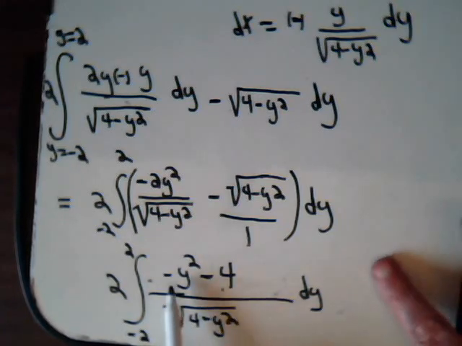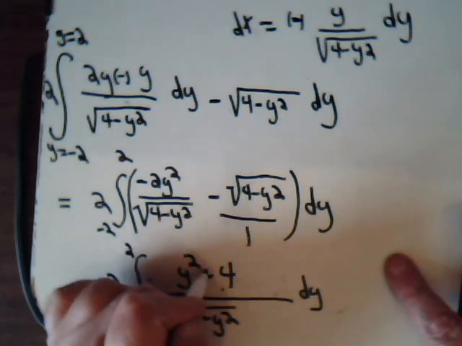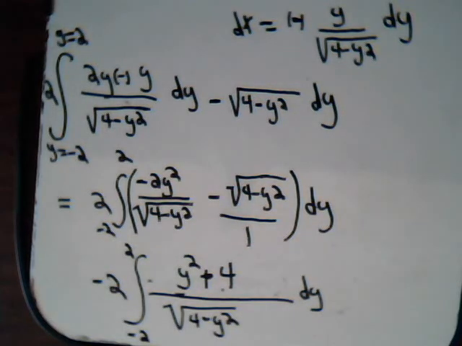Or if we want, let's put minus 2 out here, and we'll have y squared plus 4. So the integral that we have to evaluate is going from minus 2 to plus 2, y squared plus 4 divided by the square root of 4 minus y squared dy. Let's make some room, erase everything, and write this then at the top, and see how we can solve that integral.